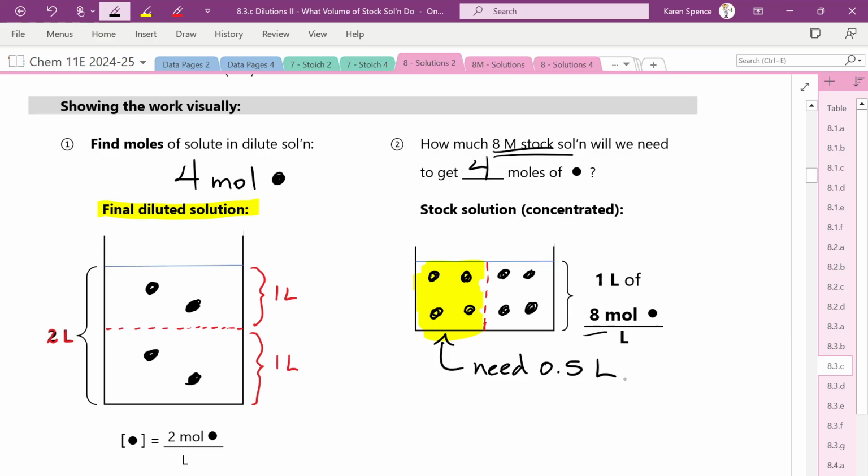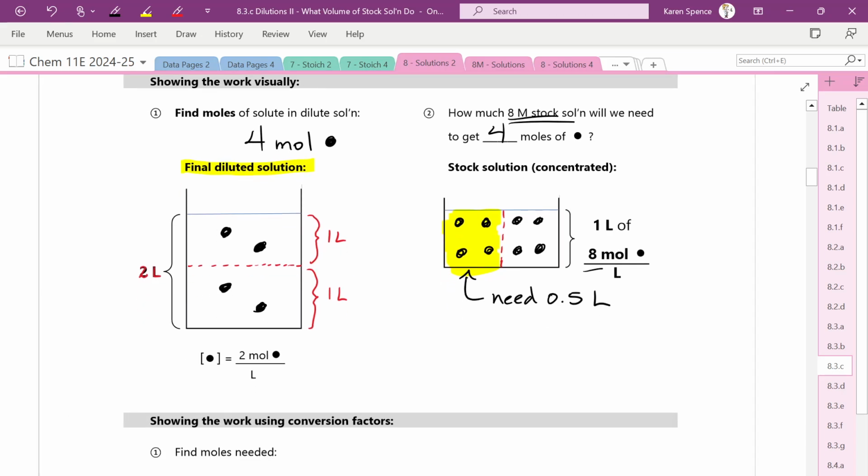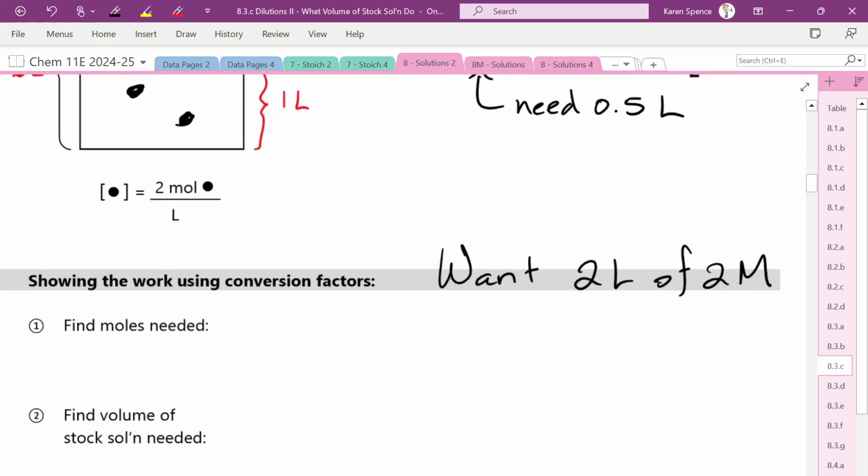But we're never going to draw these things out like this because that would drive us crazy. So instead of doing that, we're just going to do it with math. So find the moles that we need. We know that we want 2 liters of 2 molar. So find the moles needed: 2 liters, of means times, 2 moles per liter. So that's 4 moles.